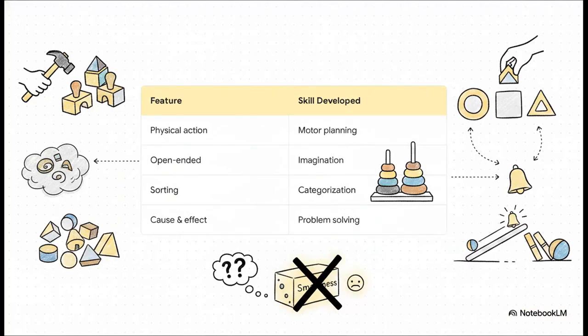Check out this cheat sheet. It maps the physical features of a tool directly to the underlying skills they built. Repetition with physical action, that builds motor planning. Open-ended pieces build flexibility. Sorting features build categorization. But notice what is not on this list? Smartness, right? A toddler doesn't get broadly smarter just because a shiny box says it's educational. They grow because a specific physical feature demands a specific type of repeated thinking.